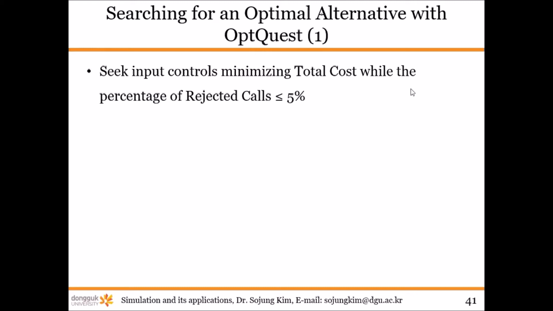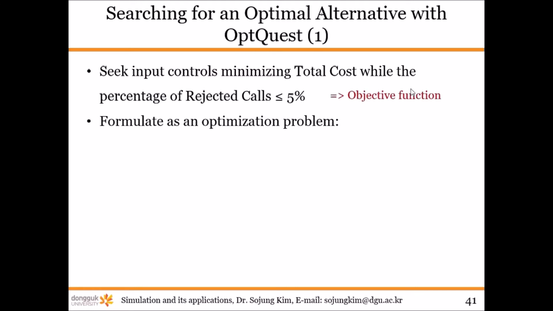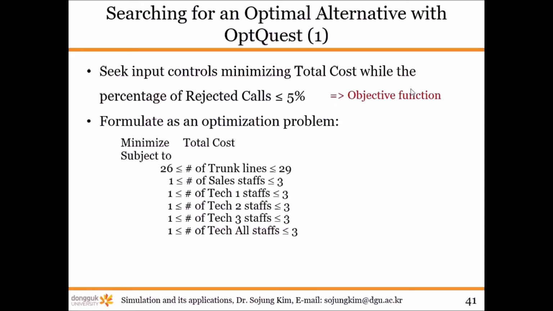So let's identify the input control minimizing total cost while the percentage of rejected call is less than 5%. And here is the objective function. In order to solve the optimization problem, you need to have an optimization model, right? So we want to minimize this total cost with these constraints. The trunk line should be between 26 to 29, and then sales step should be between 1 and 3, and tech 1 step should be between 1 and 3, and so on.